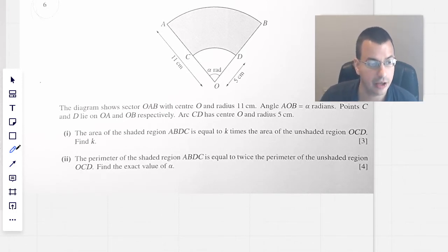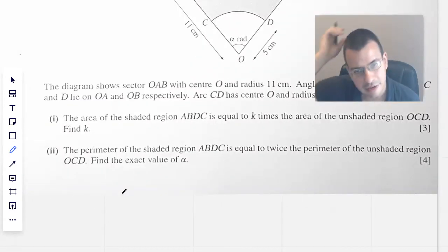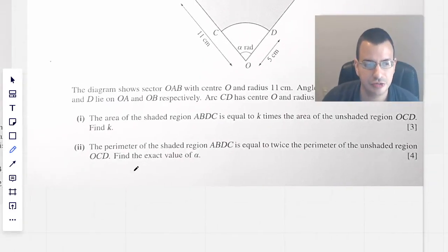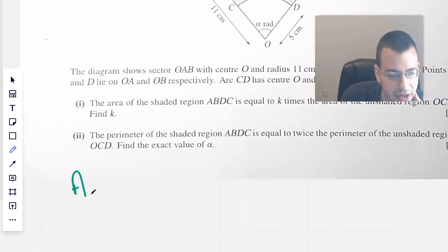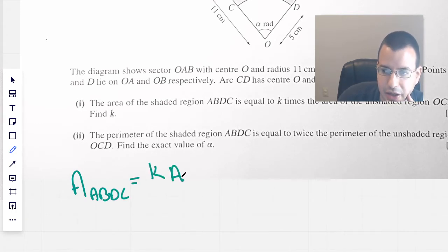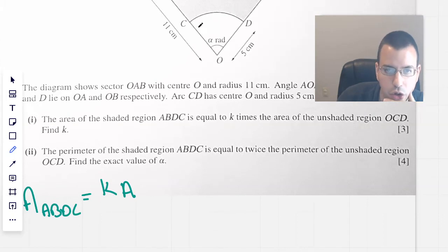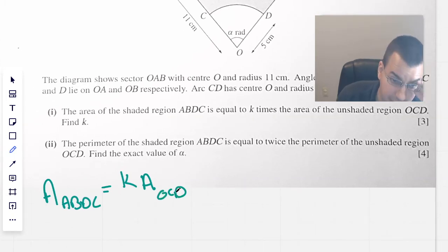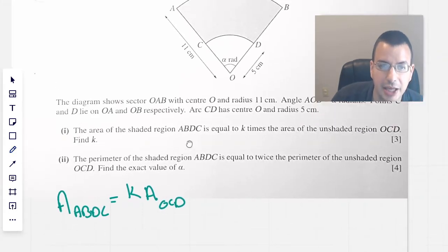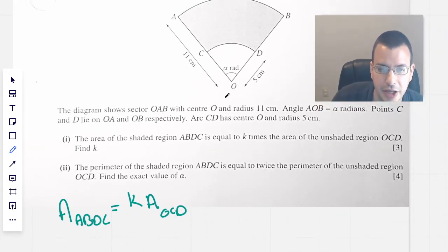Find K. First I'm going to write out what this says: area ABDC equals K times area OCD. We want to find out what this ratio is. So ABDC, this region, compared to that region.